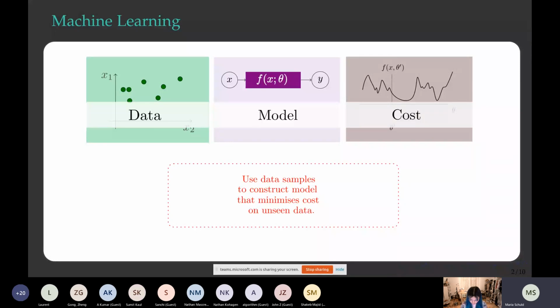And this is important because what many people get wrong in quantum computing when they just start to engage with the topic is that they think machine learning is to use data samples to construct a model that minimizes the cost on the data samples.